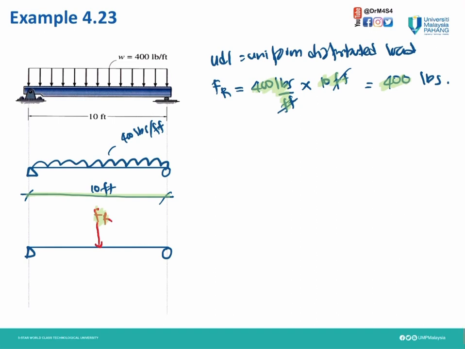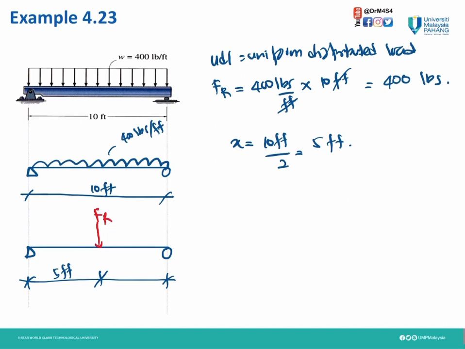Then we need to determine where this location is on this beam. Back to our question, our UDL is symmetric. Therefore, for the distance from each side, x equals the total length 10 feet divided by 2. Therefore, the distance from each side is 5 feet. So we get our force resultant is 400, and the location is in the middle of this beam.